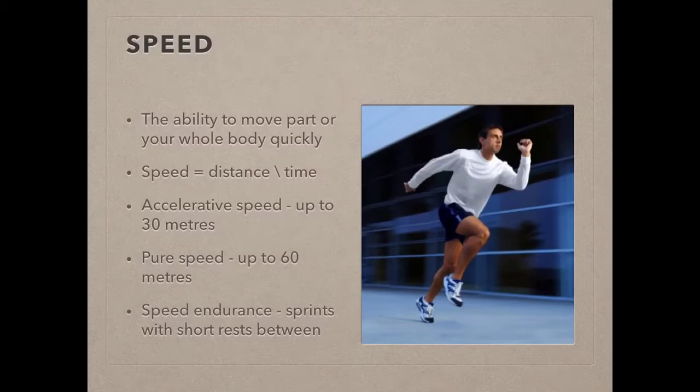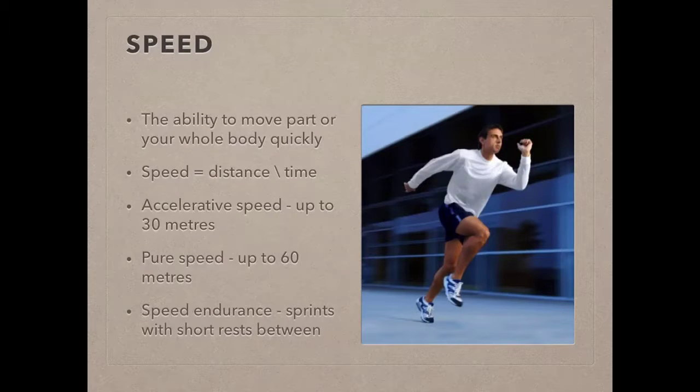Here we are with speed, so there's quite a lot of information you should have got down. The simple definition is the ability to move part or your whole body quickly. Really easy, simple definition to remember. Then we've got the equation to work out speed. So speed equals distance divided by time. And then we've got 3 different types of speed.